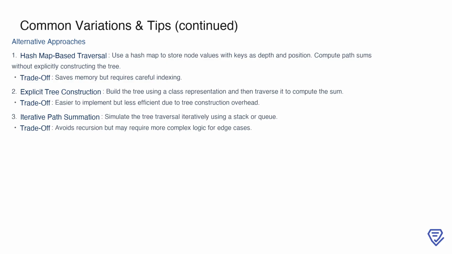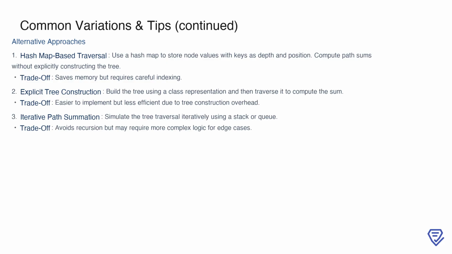Another option is explicit tree construction, where you build the tree using a class to represent nodes and then traverse it to compute the sum. This method is often easier to implement conceptually, but it comes with the overhead of constructing the entire tree, which can be less efficient. Lastly, you can use iterative path summation, simulating the tree traversal with a stack or queue. This avoids recursion, which might be helpful in environments with limited stack size, but it can introduce more complexity in handling edge cases, such as missing or unbalanced nodes.